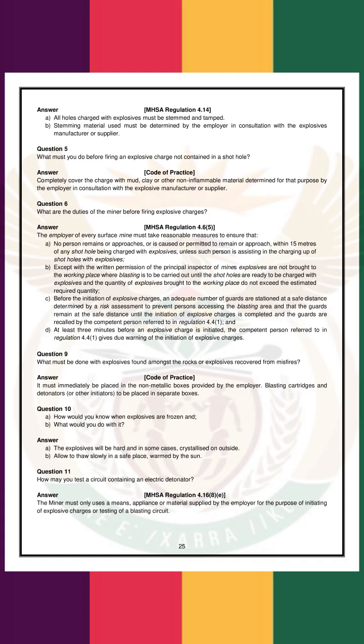C. Before the initiation of explosive charges, an adequate number of guards are stationed at a safe distance, determined by a risk assessment, to prevent persons accessing the blasting area, and that the guards remain at the safe distance until the initiation of explosive charges is completed, and the guards are recalled by the competent person referred to in Regulation 4.4.1. And D. At least 3 minutes before an explosive charge is initiated, the competent person referred to in Regulation 4.4.1 gives due warning of the initiation of explosive charges.